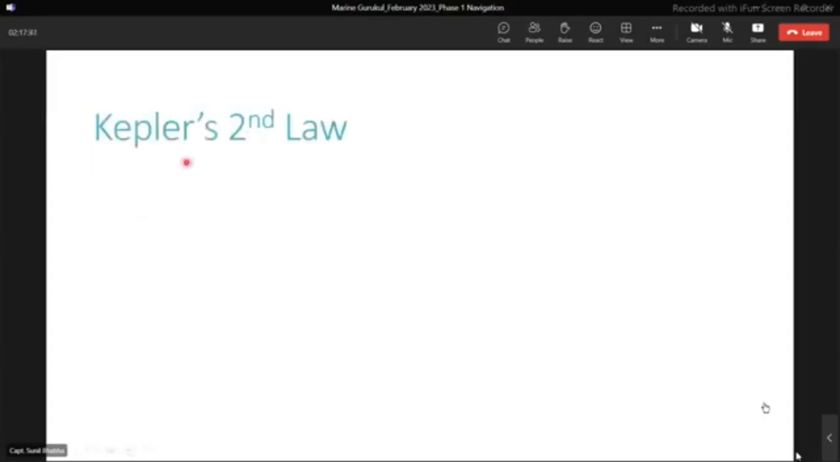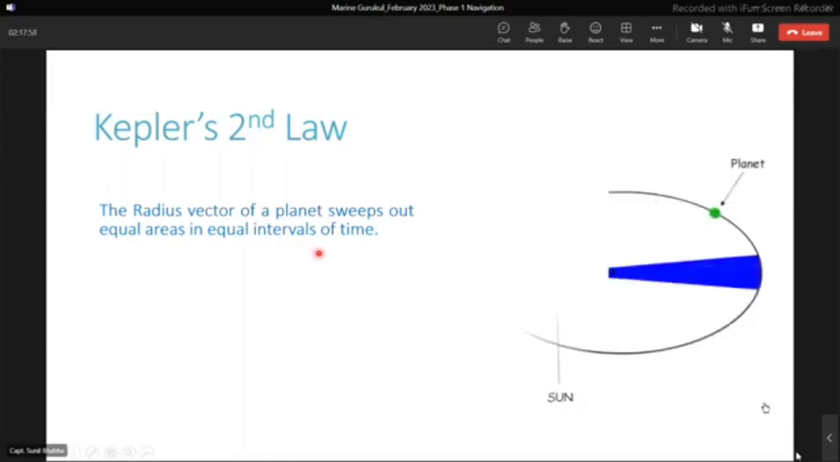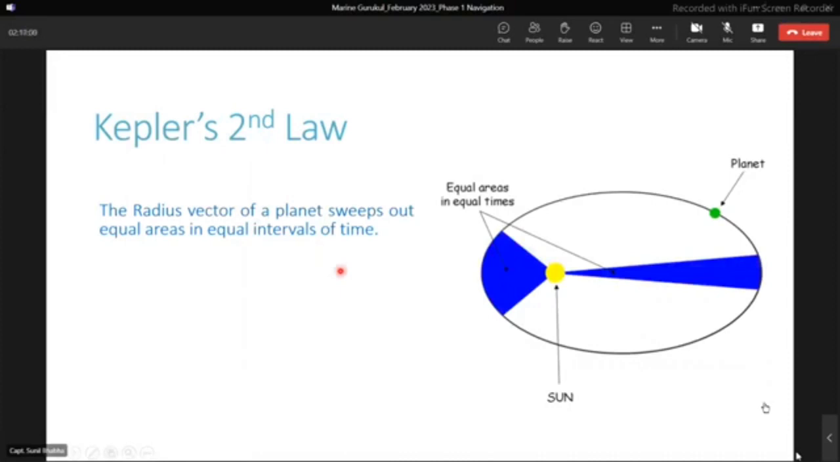Now moving on to Kepler's second law. Kepler's second law states that the radius vector of a planet sweeps out equal areas in equal intervals of time. Let us understand with the help of a diagram. We see the sun as the yellow circle in the middle of the diagram, and then we see an elliptical orbit of a particular planet.